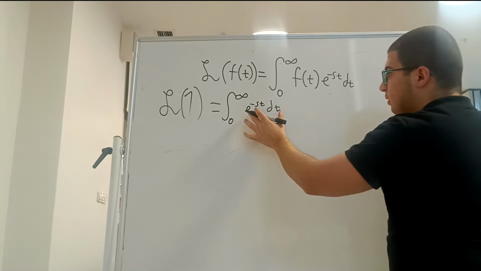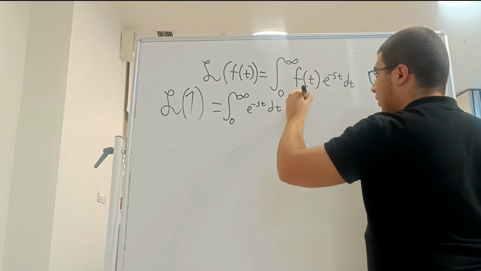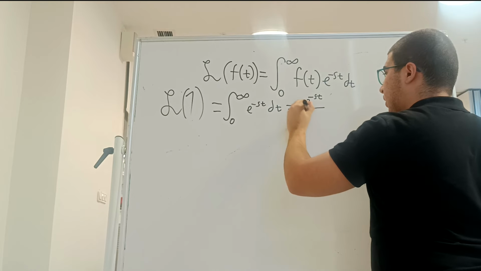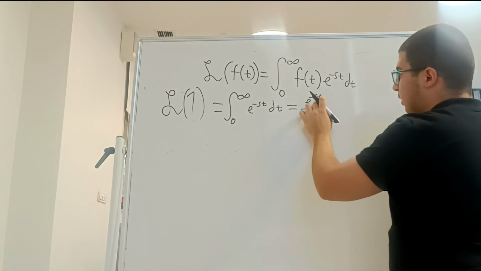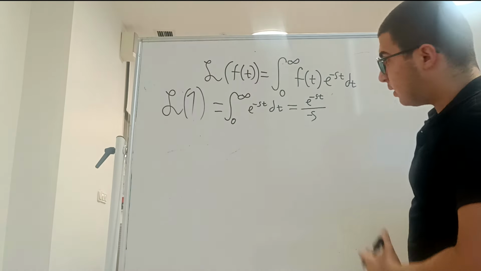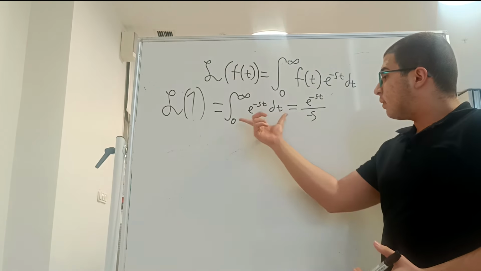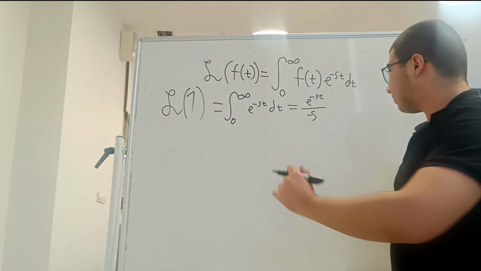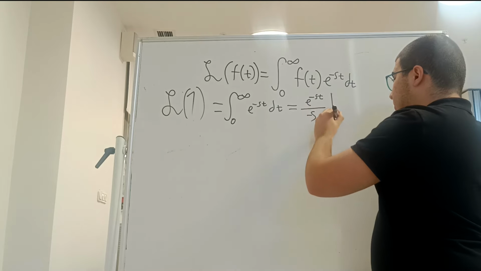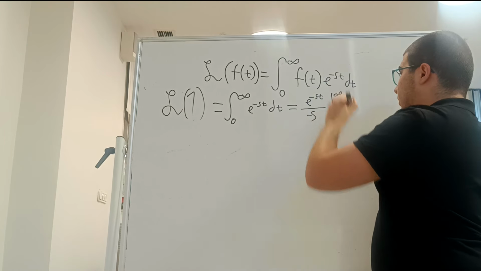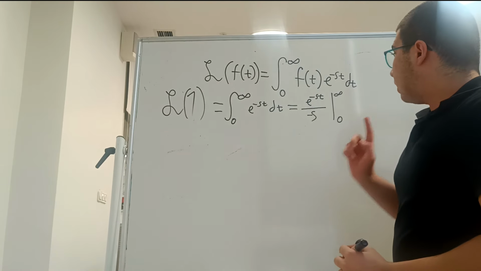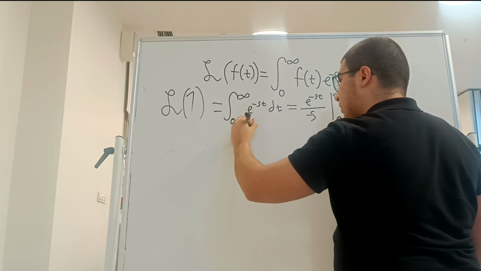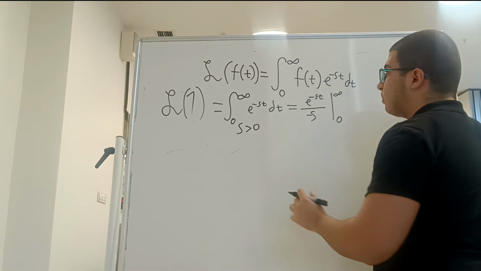If I integrate this, I get e to the minus st divided by minus s, because we are treating s as a constant since we're integrating over t. s for now is just a constant. And this expression is evaluated at 0 and infinity. There's an important point: we're assuming that s is greater than 0, so s must be a positive number.